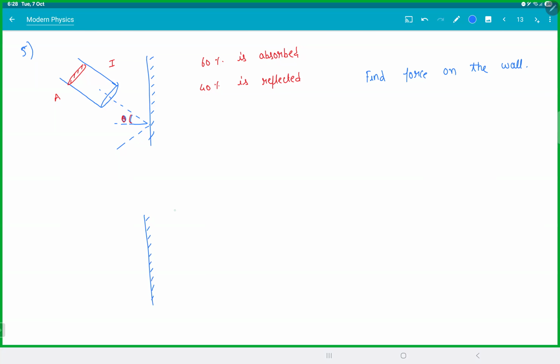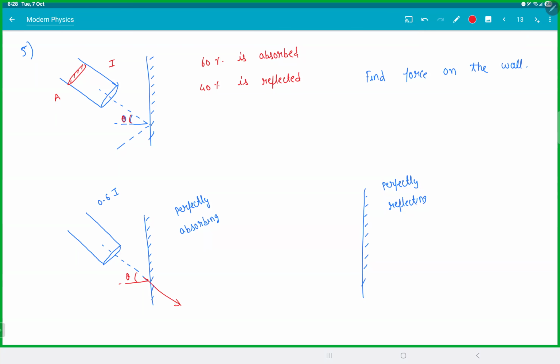So let's take this thing. Split the problem into two parts: perfectly absorbing and perfectly reflecting, because I know how to do each one separately. So here I will assume there is a light beam of intensity 0.6I, isn't it? Because only 60% is getting absorbed, we'll take 0.6. And now here you have to be careful. When this light beam is getting hit and absorbed, understand one thing. The entire light beam is getting absorbed. So the force will be exerted in this direction, isn't it?